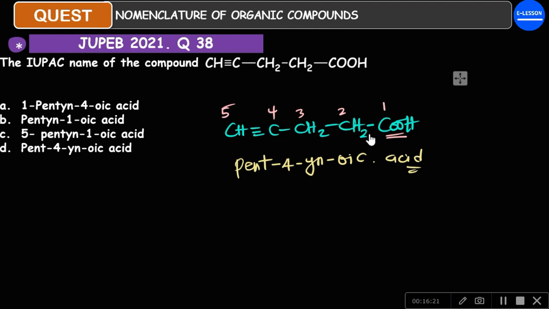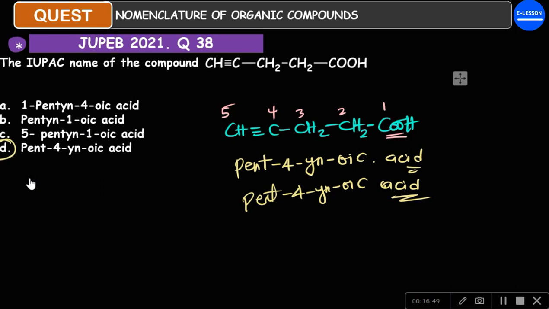Now, the carboxylic acid are named by changing the E. So normally this is supposed to be pent-4-ine, right? But carboxylic acid are named by changing this E to what? OIC. So this gives us pent-4-ine oic acid, right? And that is the name of this compound. So that is basically all for this. Now let us go to the next question. We've not actually circled our answer, so our answer is option D, pent-4-ine oic acid.